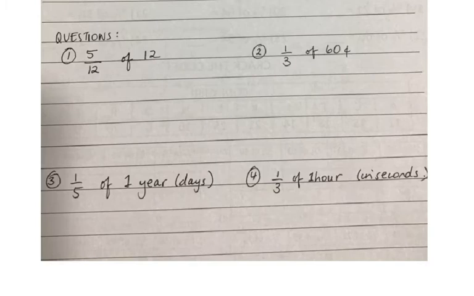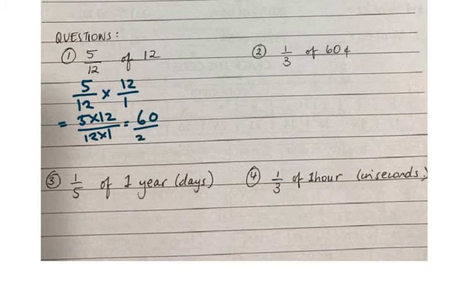Here we've got 5 over 12 of 12. So again, we rewrite our question by going 5 times 12 over 1, 5 times 12 over 12 times 1. So 5 times 12 is 60, 60 over 12 times 1, which is 12, and 60 divided by 12 is 5. Now there are no units, so we don't need to include any.